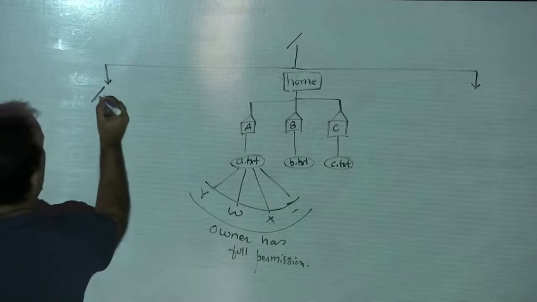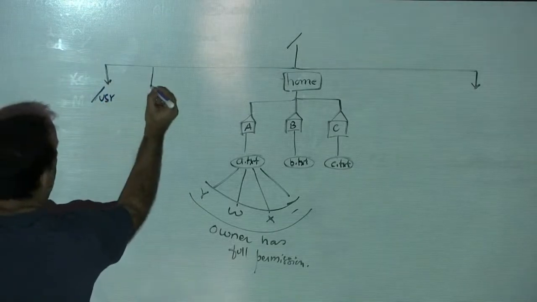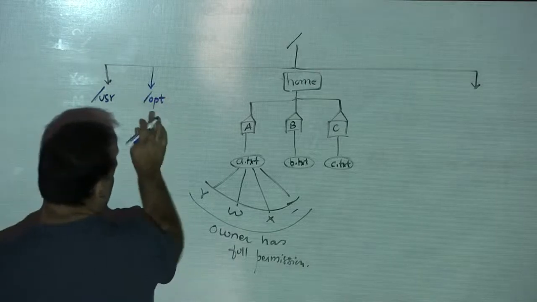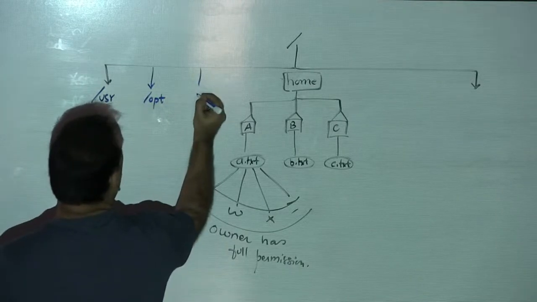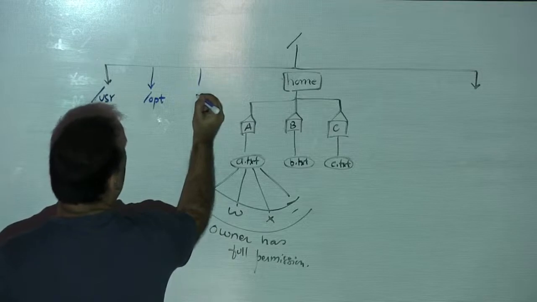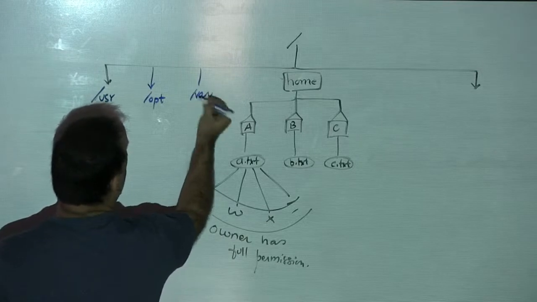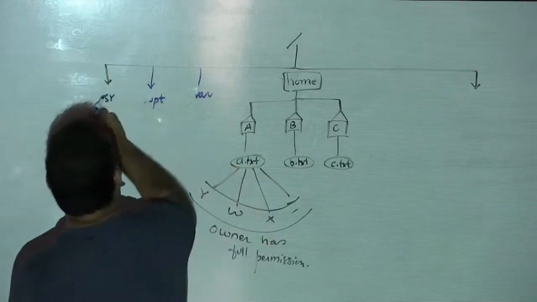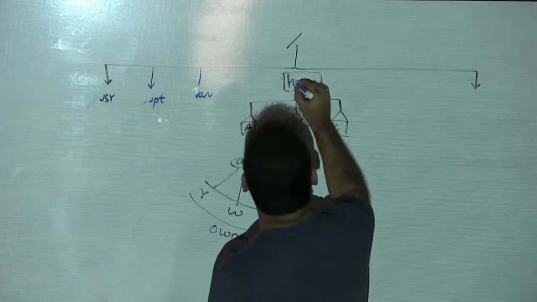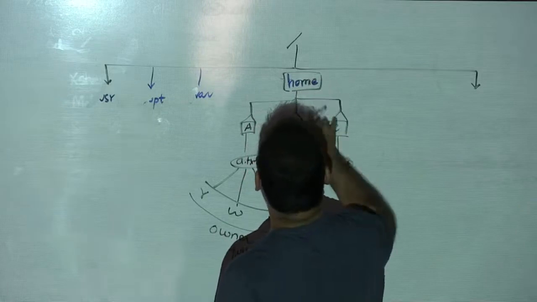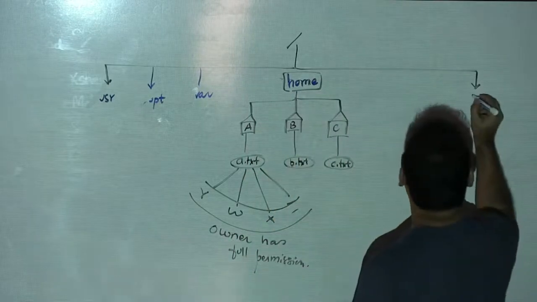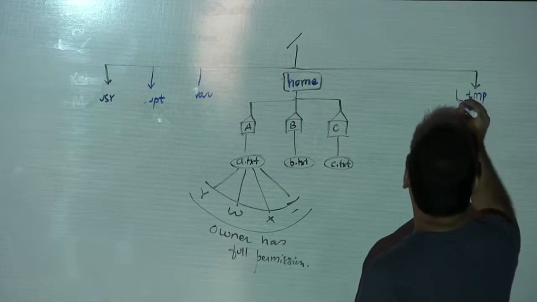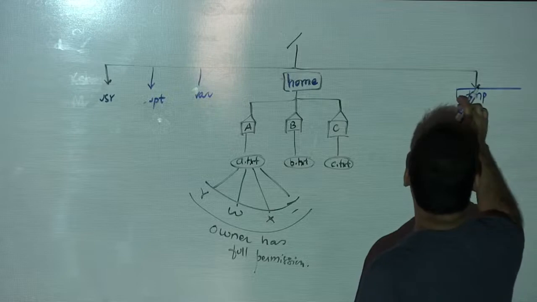It has usr, a program in here. It has opt, a directory in here. It also has a directory called var under the root, and it also has a directory called home in here. Under home, all the users' homes are, and then there is another directory here called tmp. So this is the temporary area.